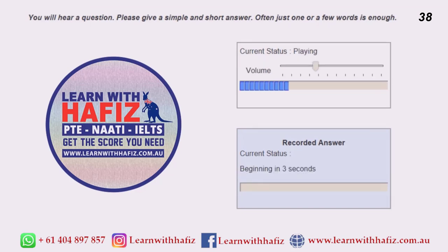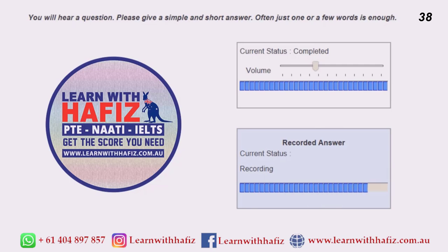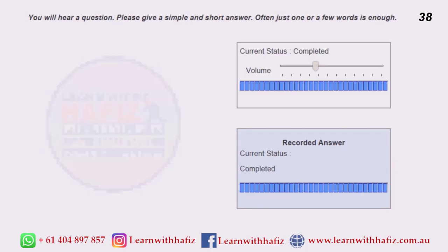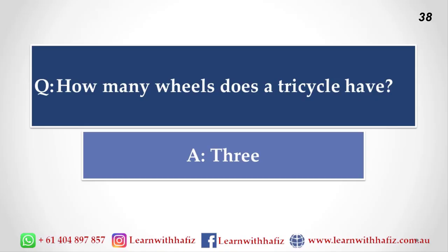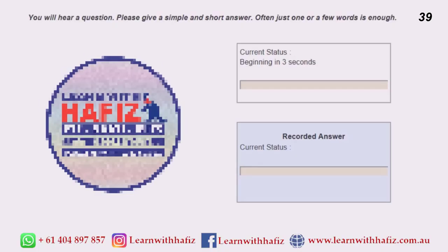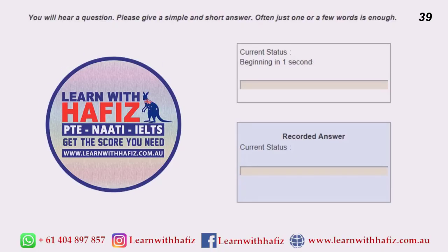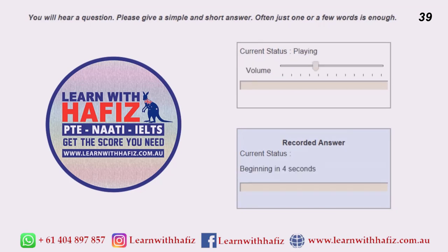How many wheels does a tricycle have? Correct answer is. What is the sweet food produced by bees?